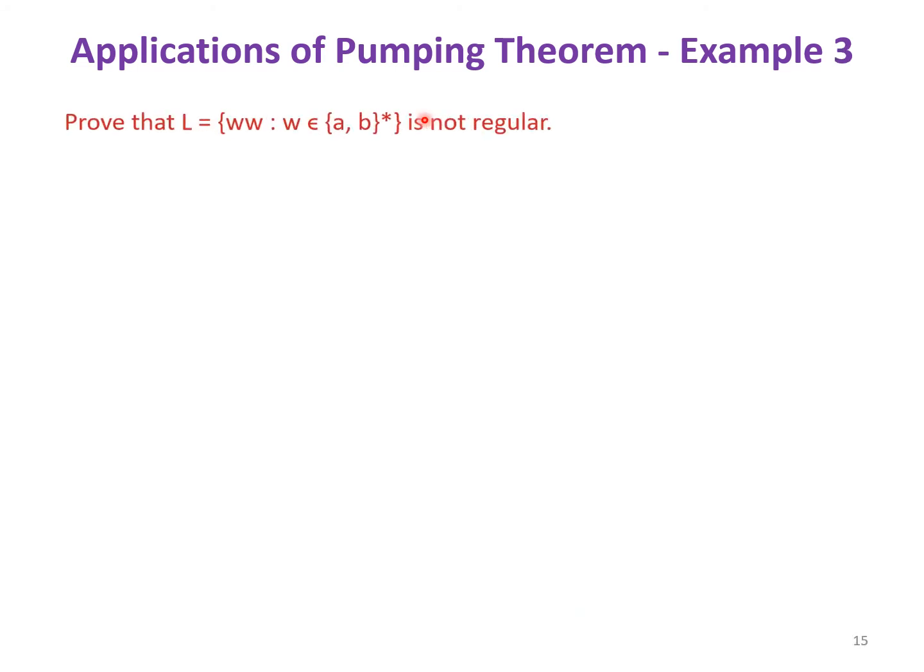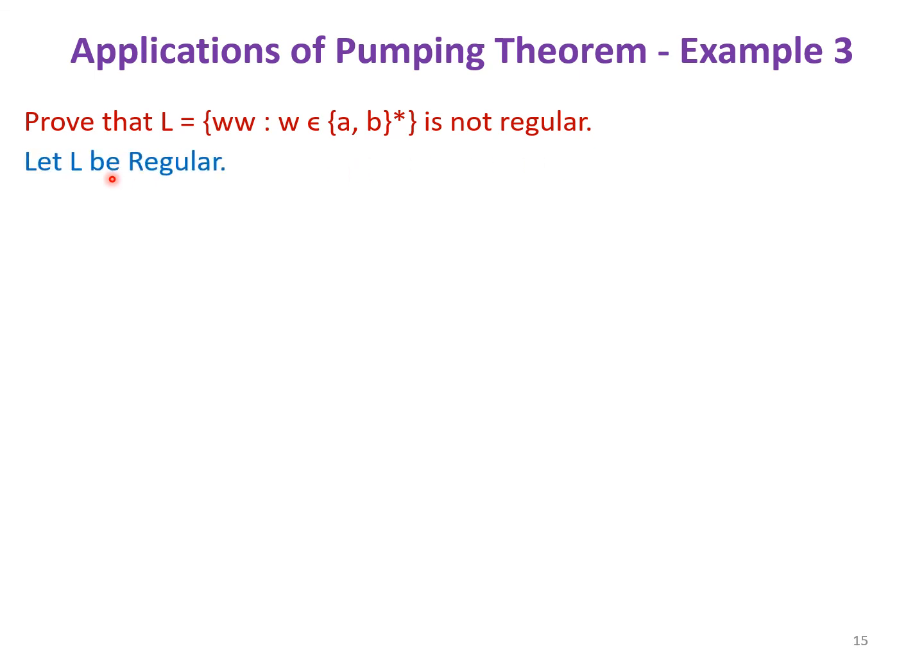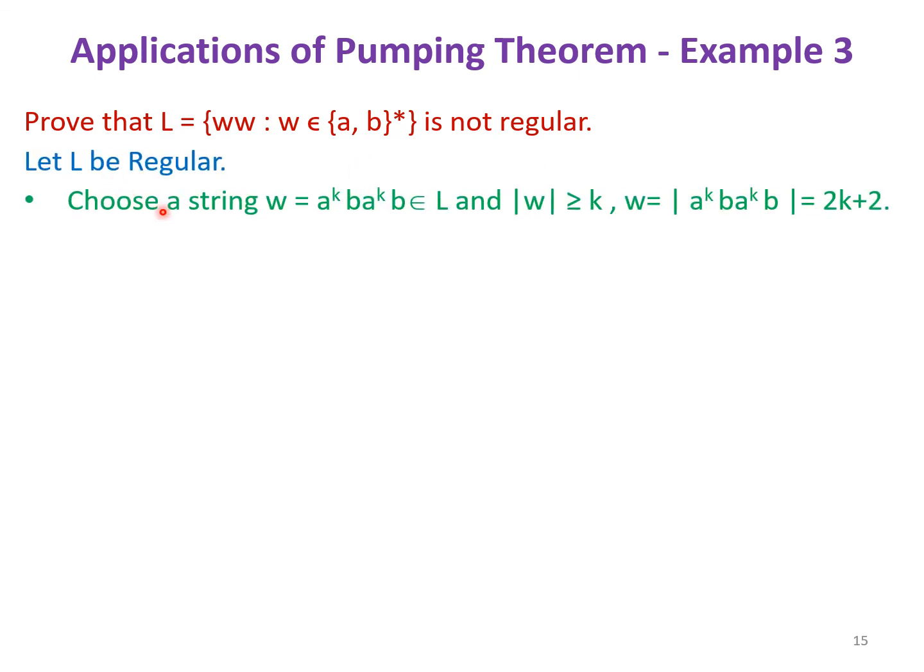Let us see the next language. L is equal to w w, where w belongs to (a b) whole star. We are supposed to prove that this language is not regular. So the first step is to assume that the language is regular. Then choose a string w which belongs to L and whose length is greater than or equal to k. So the string chosen here is w is a raised to k b and next w is a raised to k b, which belongs to this language, and the length of this string is 2k plus 2, which is greater than or equal to k.